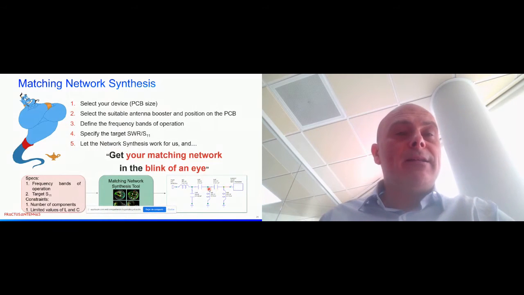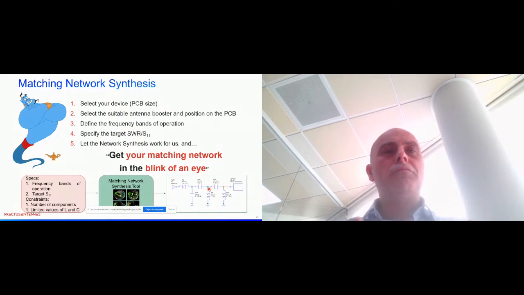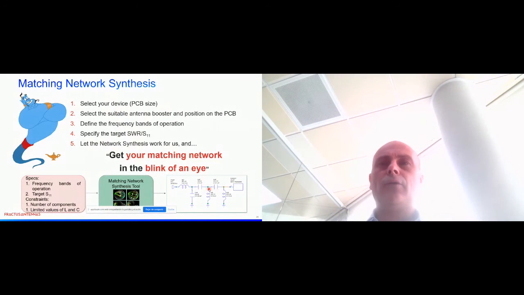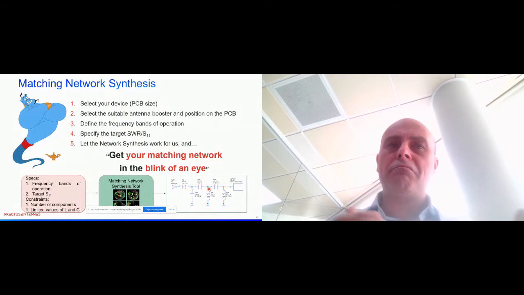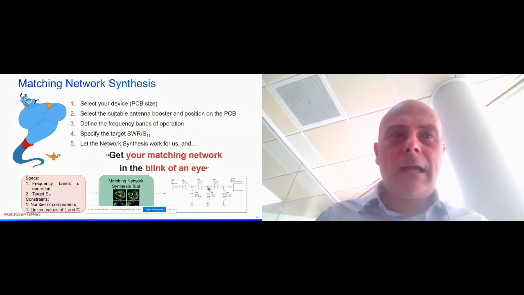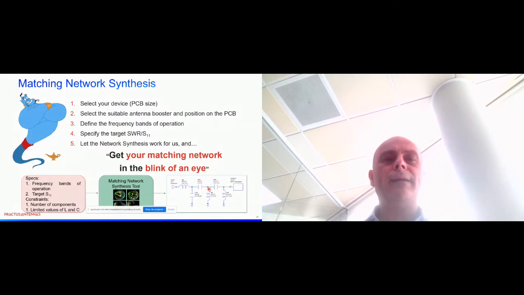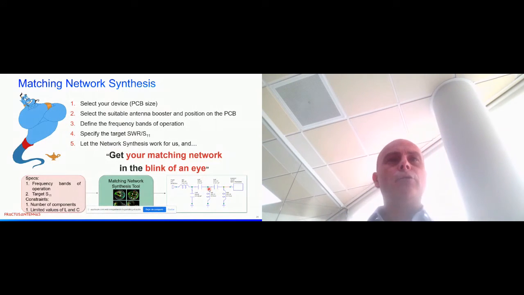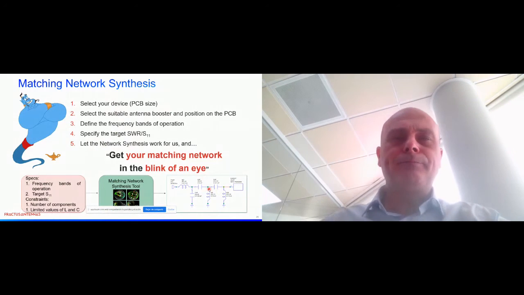Then we define the frequency bands. In this case, we are going to do an example for LoRa European frequencies, 863 to 870, and we define a target of S11, for instance, -7 dB. And that's all, because we tell the network synthesis to do the matching network for us. Let's illustrate in this nice video.